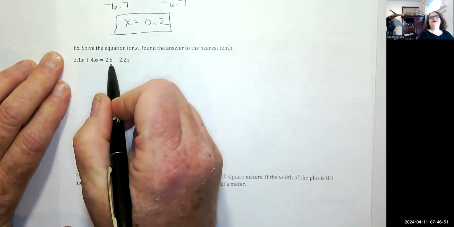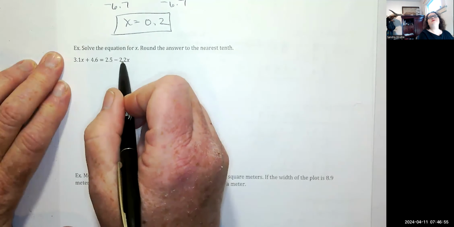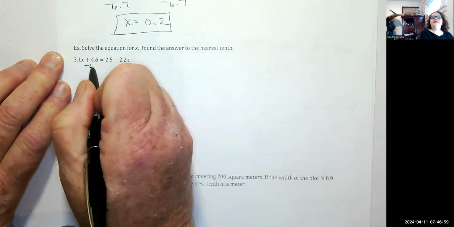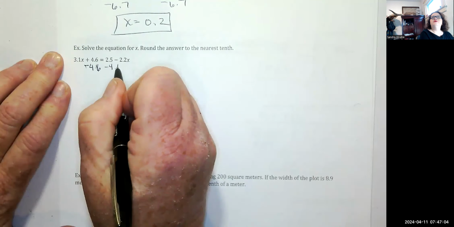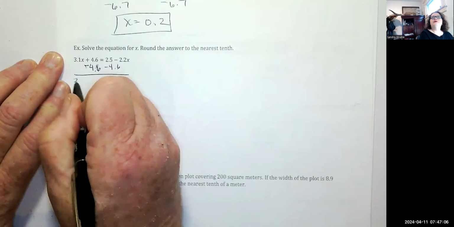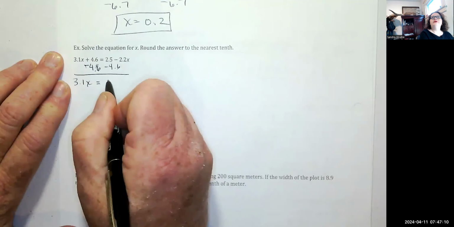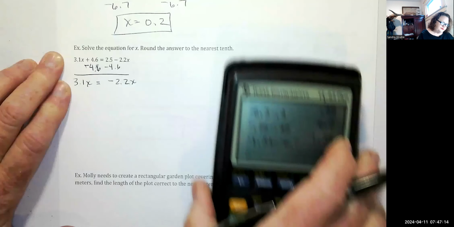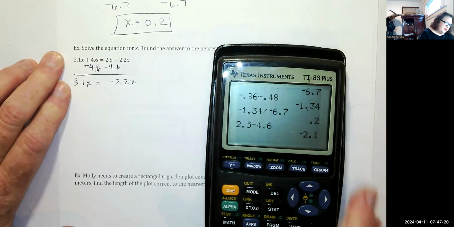So the next one, we've got these two and these two. There's nothing we can do right now because these are not like terms on each side of the equal sign. So I'm going to move my x's to one side and my constants to the other. We'll move that negative 4.6 to the side. We get 3.1x is equal to, I'm just going to bring down the negative 2.2x and then combine those. 2.5 minus 4.6 should be a negative 2.1.